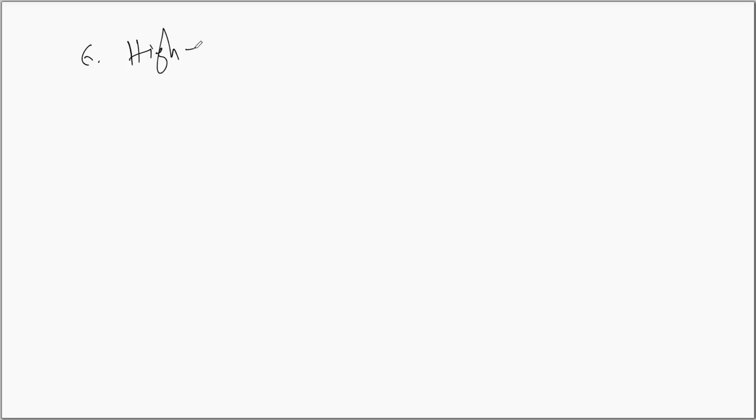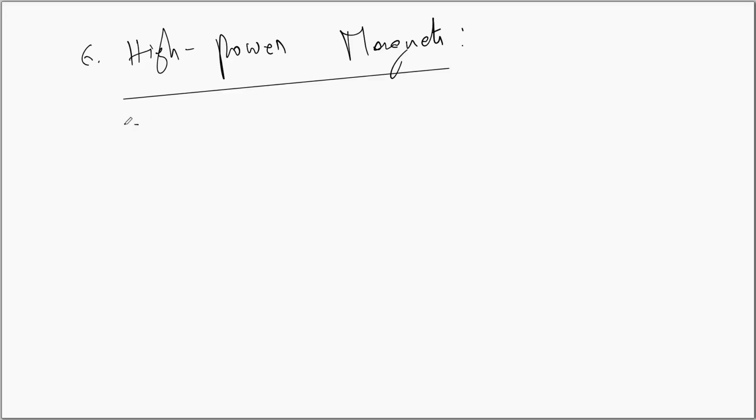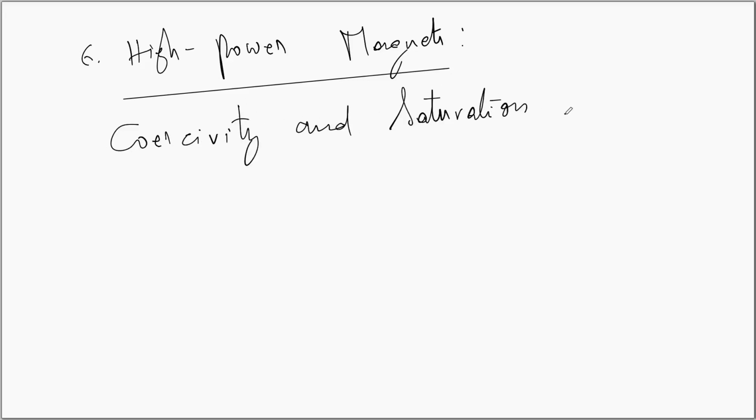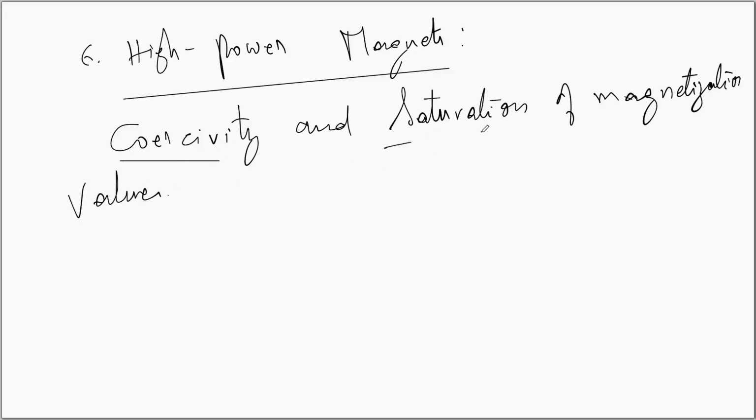Using nanomaterials, one can develop high power magnets. The strength of a magnet is measured in terms of coercivity and saturation magnetization values. These values depend on the grain size. When the grain size is decreased, the coercivity and saturation values increase.